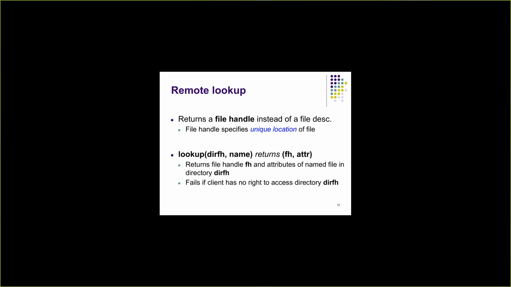So for instance, let's say I want to access a certain file inside a directory. First I get the directory handle, and then if I want to access another file inside the directory, I use the directory file handle as the first argument, and the name of the file as the second argument, and then call lookup. So lookup returns the file handle and the attributes of that file.